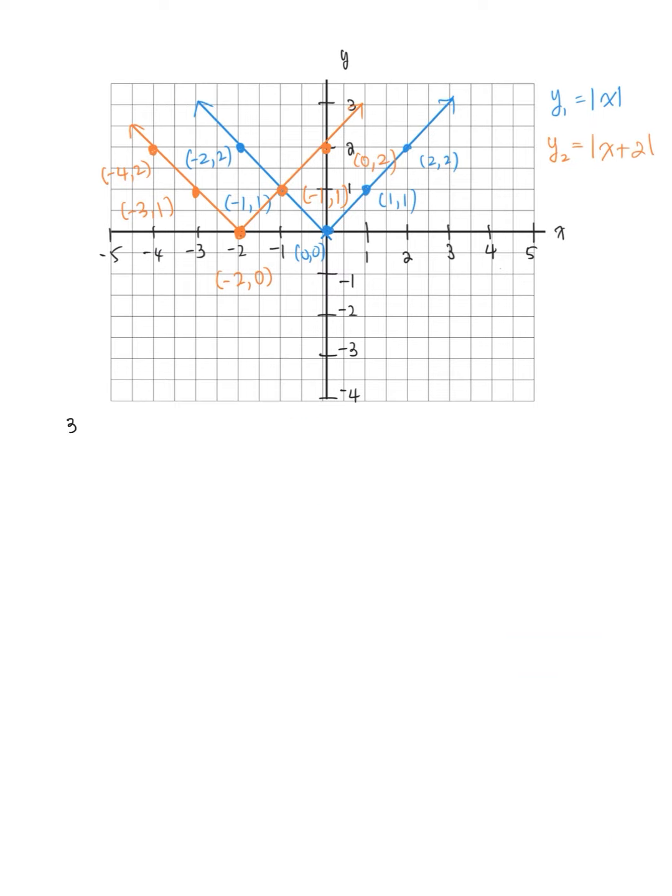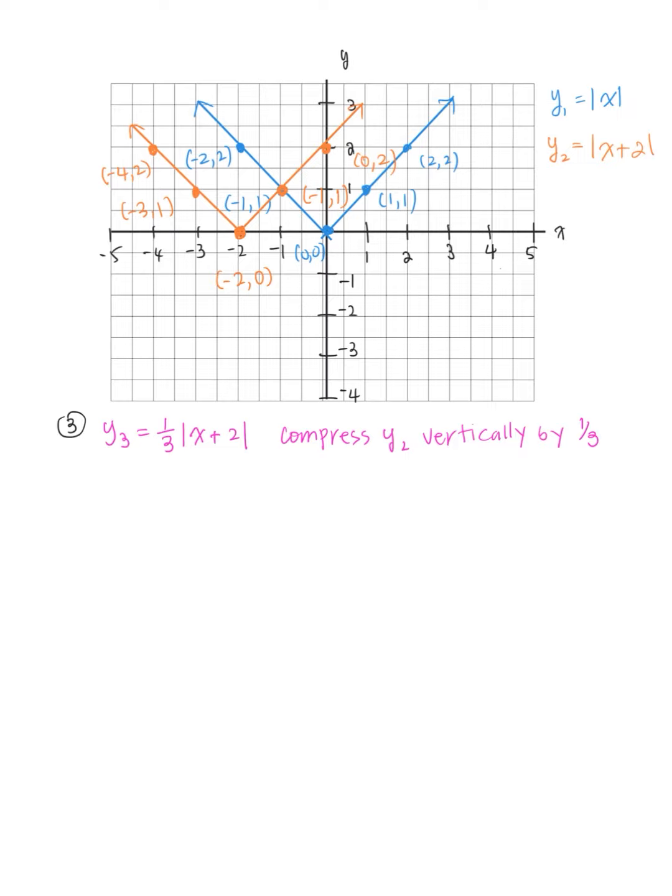Okay, now our step 3, what we're going to do? Multiply that y2 by 1/3, right? So our y sub 3 is going to be 1/3 times the absolute value of x plus 2. What's going to happen is we need to compress y2 vertically by a factor of 1/3.